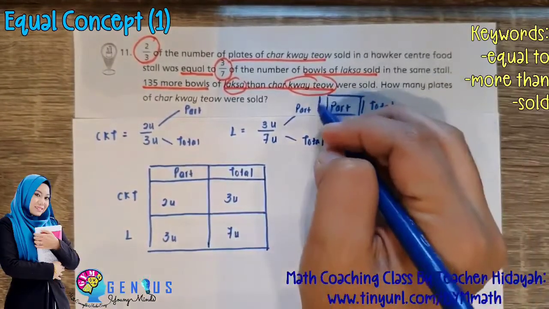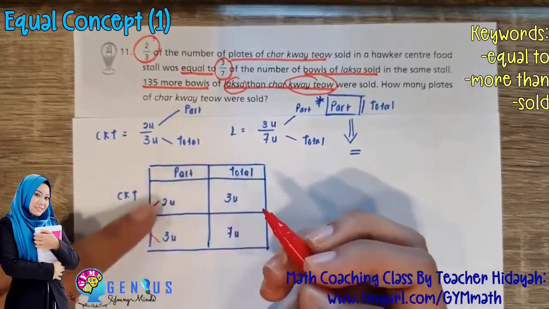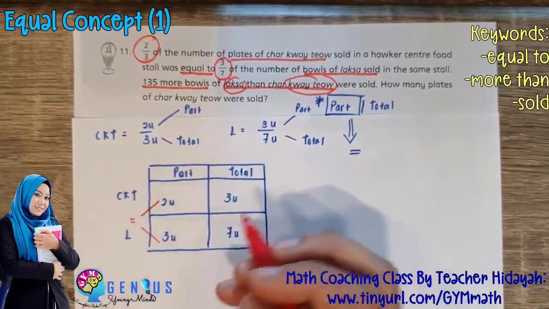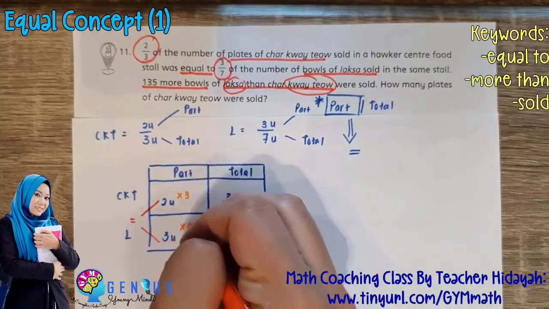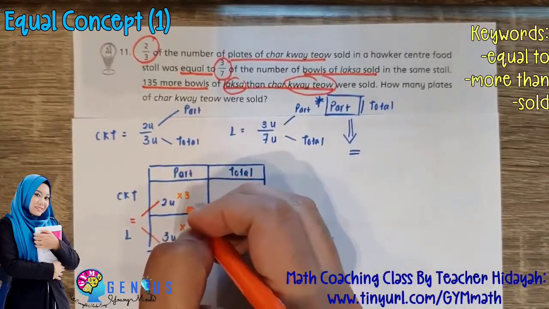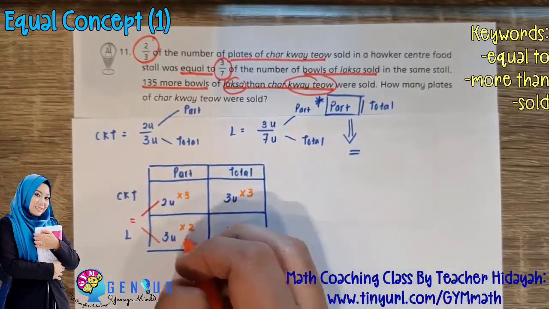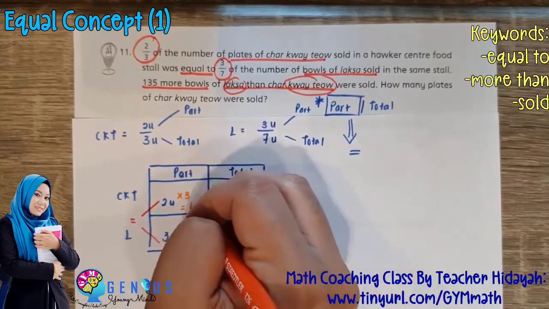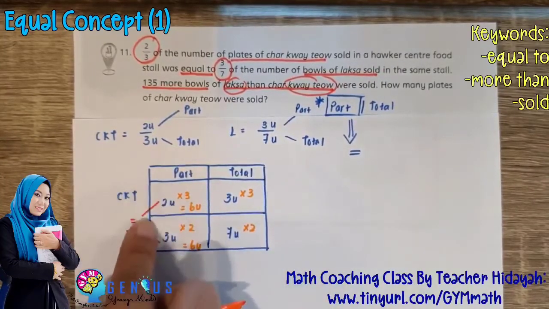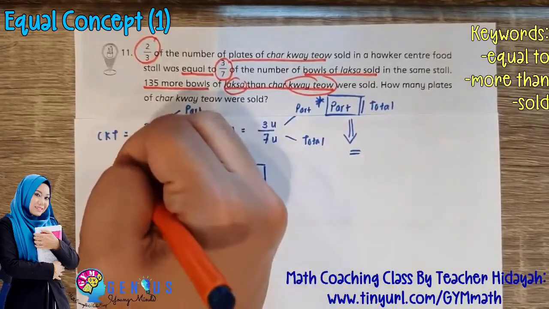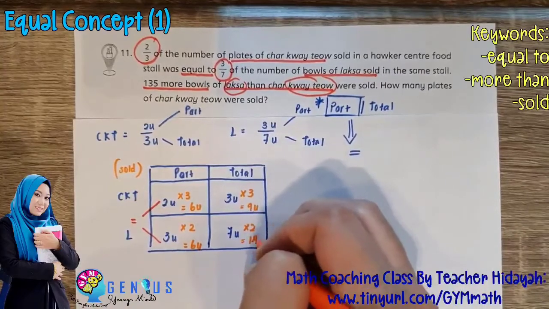Okay. Now, as I mentioned to you, the part must be the same, must be equal. So we look at char kway teow and laksa part. 2 and 3, they have to be equal. How do we make them the same? So you have 2 times 3 here and here times 2. Whatever you do to the box in the row for the first item, the next box in the row for the same item, you have to do the same. So here I times 2, here must also times 2. Here becomes 6 units, here is also 6 units. Now you can see that 6 is equal to 6. Char kway teow sold is equal to laksa sold. Okay, so this is referring to those that are sold. So this will be 9 units and this will be 14 units.